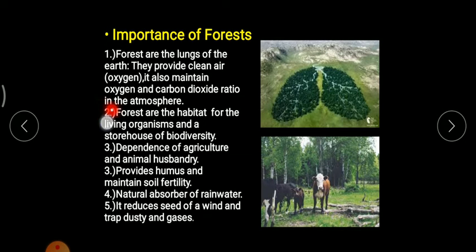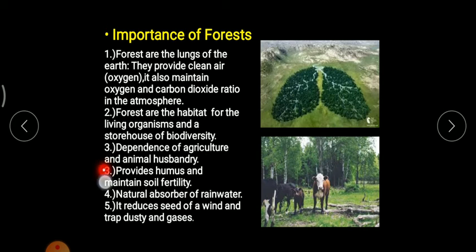The second important thing about the importance of forest is that it is the habitat of living organisms and the storehouse of biodiversity. All the living organisms reside over here, and you will find n number of species residing in the forest. Agriculture and animal husbandry, like milk producing animals, are also dependent on the forest.